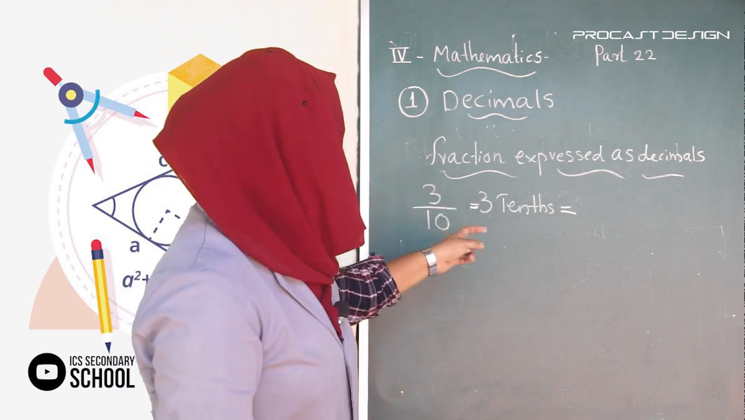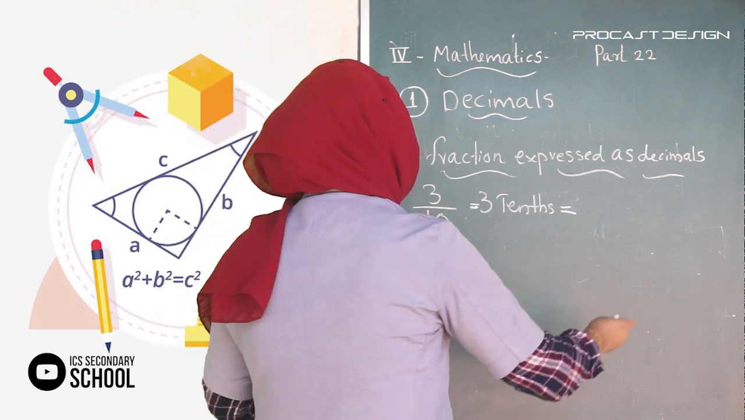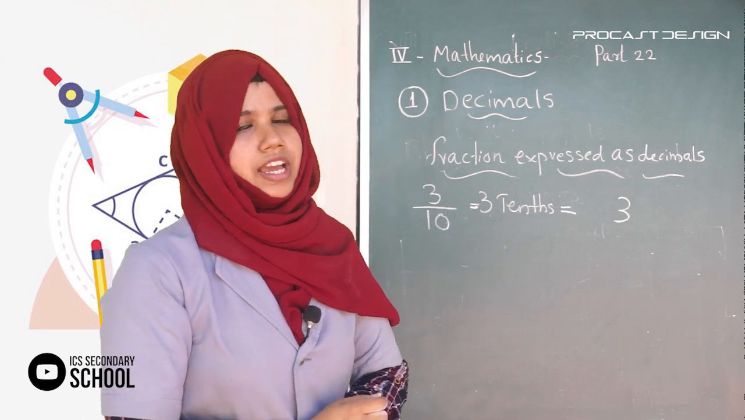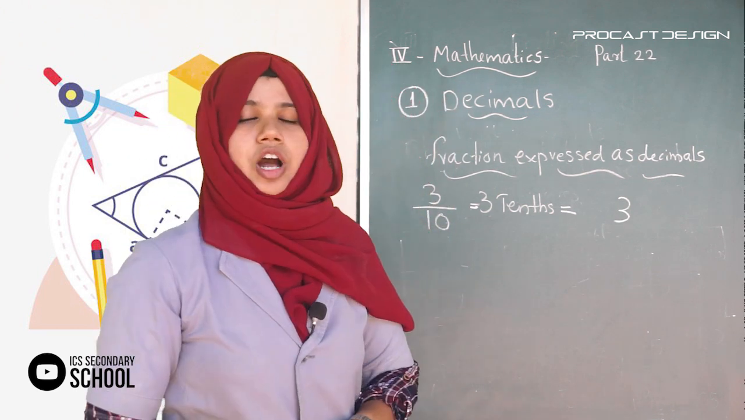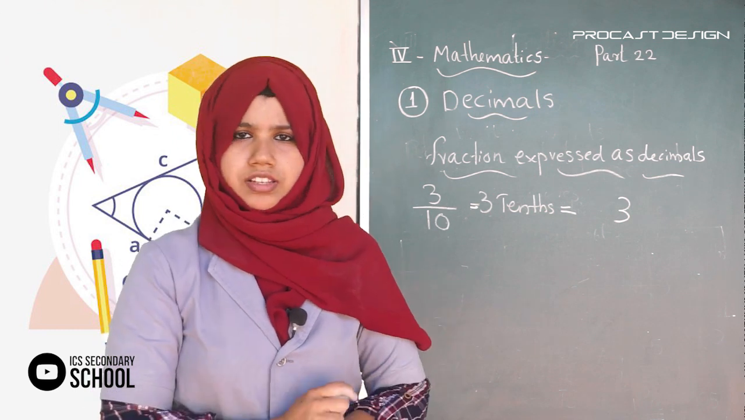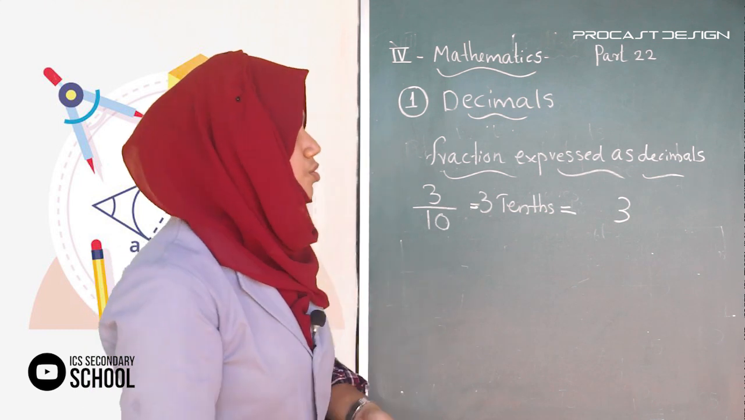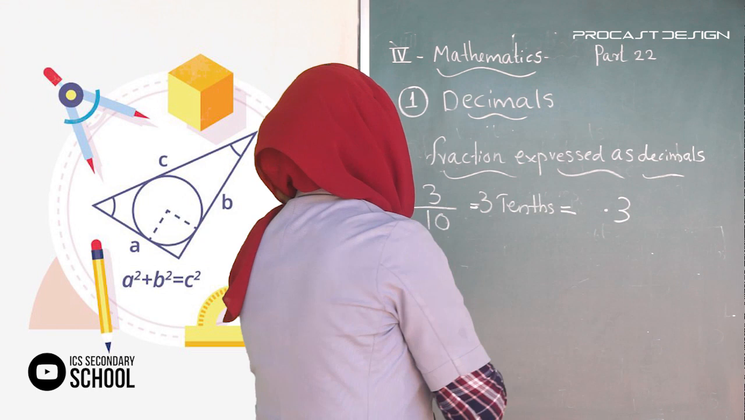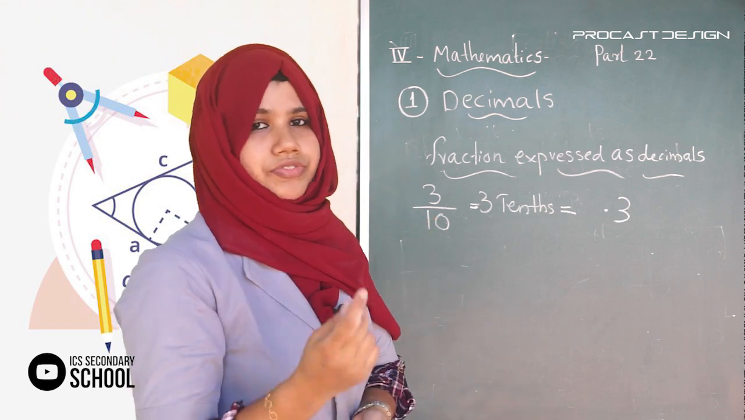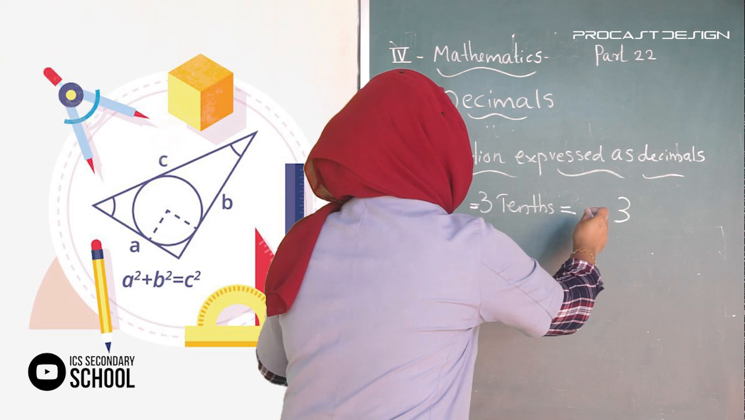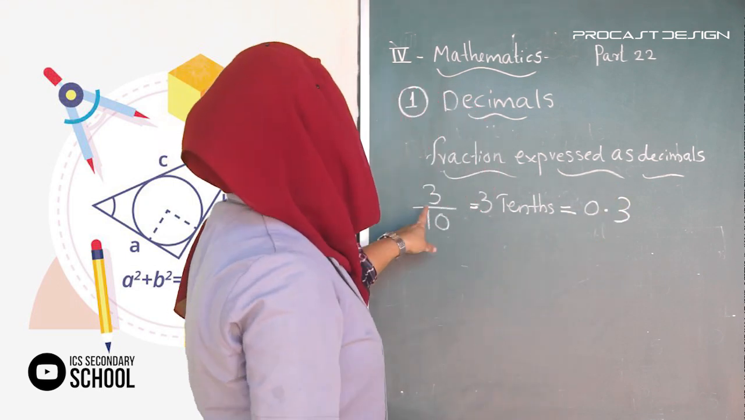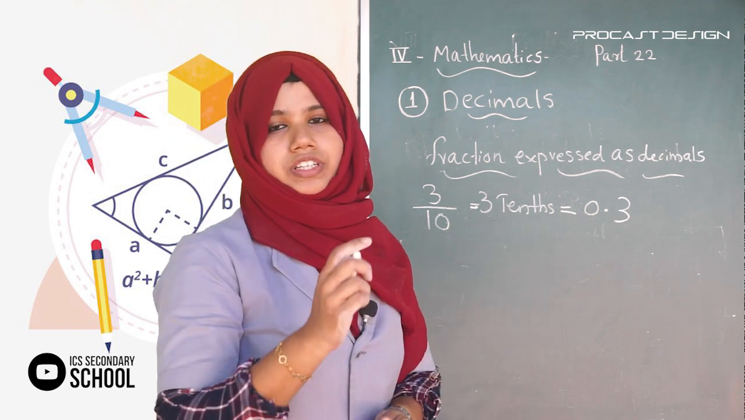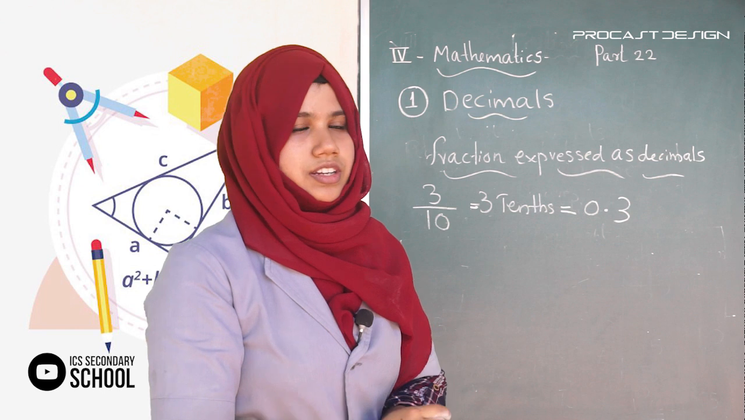How to express? First you write the number, that is the numerator first. Here 3 is the numerator. Next, how many zeros are in the denominator? Only 1 zero. So put the point after one number, like that, and 0 here. So if the denominator has only 1 zero, put the point after one digit from the right of the numerator.